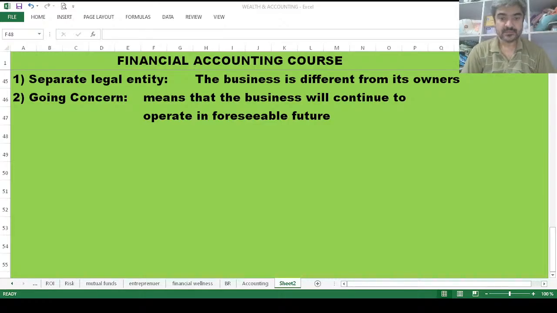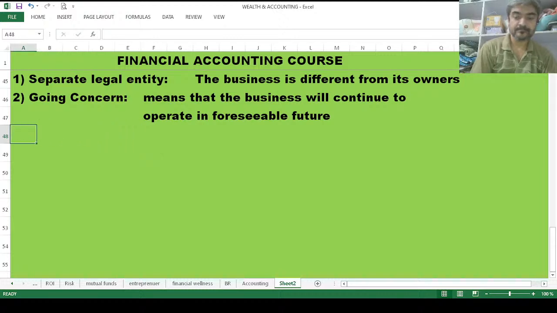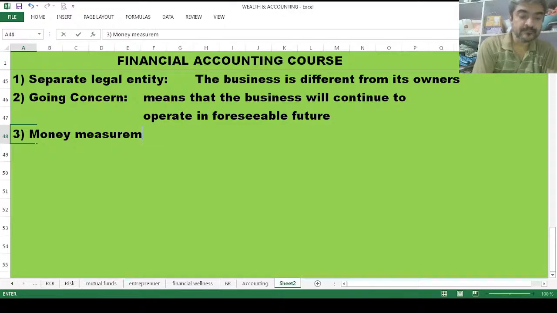The third concept is money measurement concept.